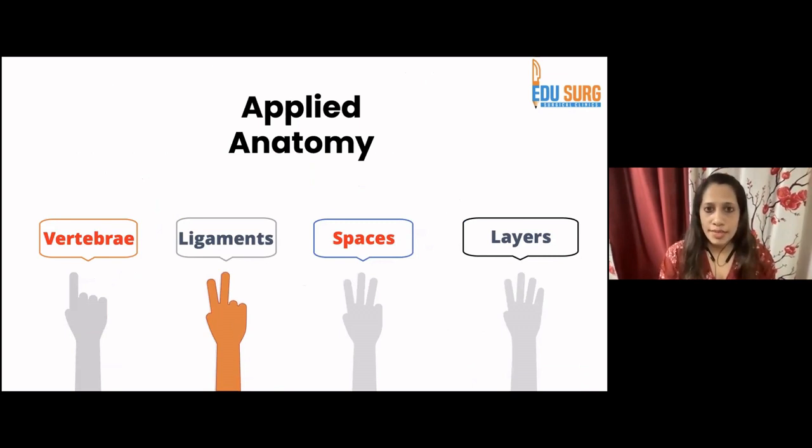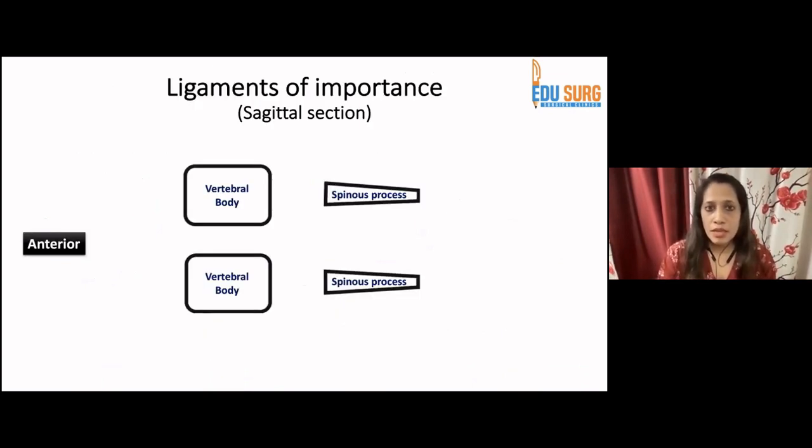Okay, so we are moving to the next segment. Applied anatomy is ligaments. So what are the ligaments of importance? It is important because we are going to cross all these structures while doing the procedure. Again, to note, anteriorly you have the vertebral body, posteriorly you have the spinous processes.